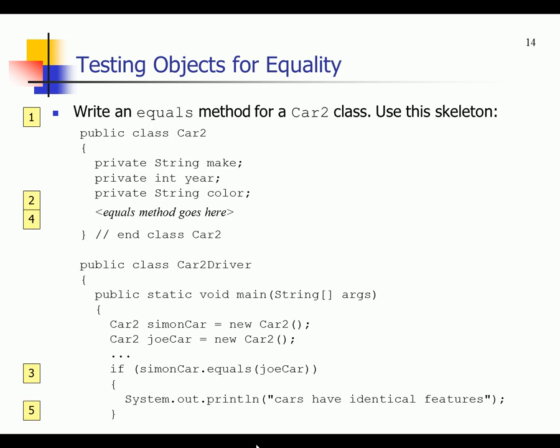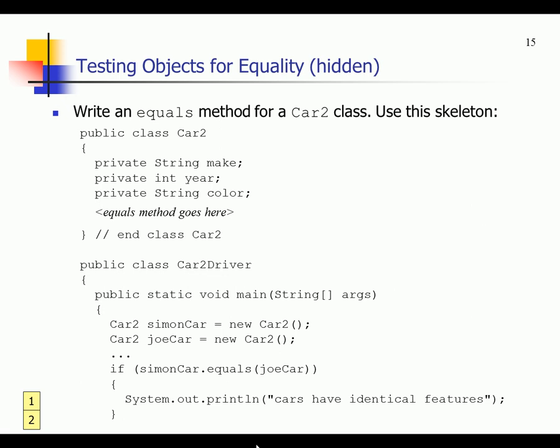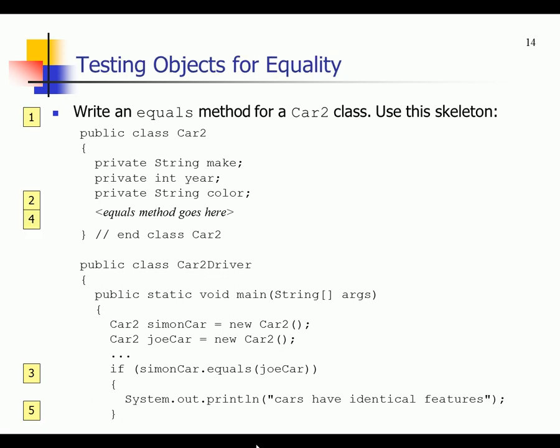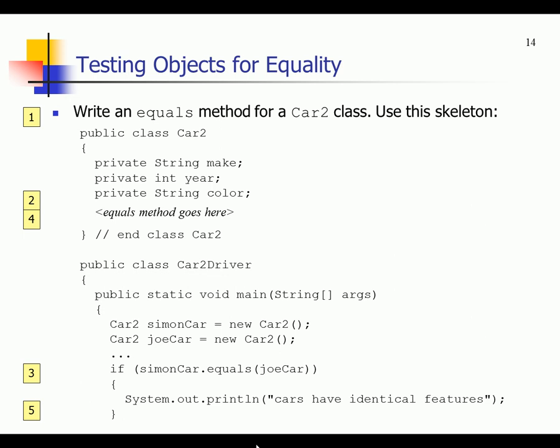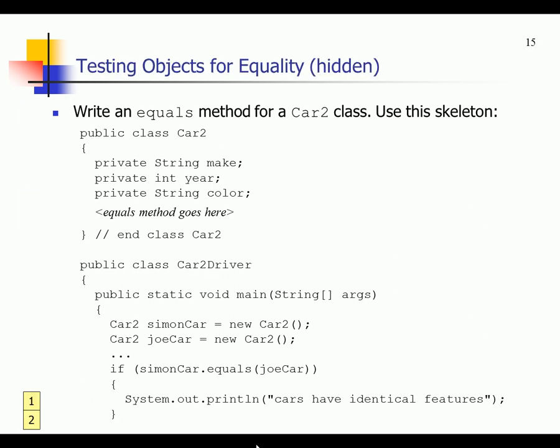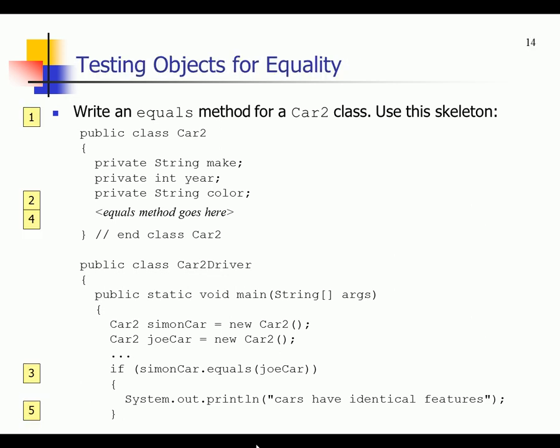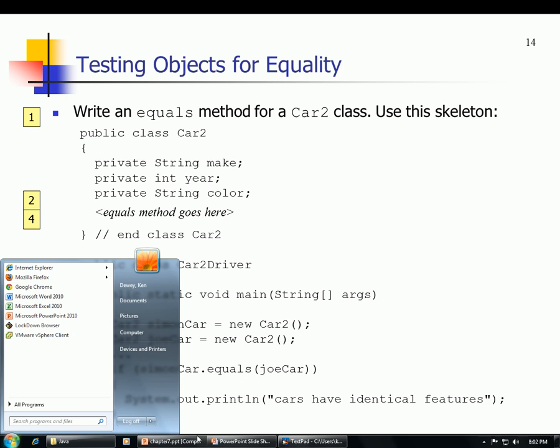Now we've got a car2 class. It says write an equals method that will compare them. Now, through the magic of Memorex, I wrote it on the slide. Oh, it's not there. Well, that sucks. Hold on, it's supposed to be there. I thought I unhid that slide.